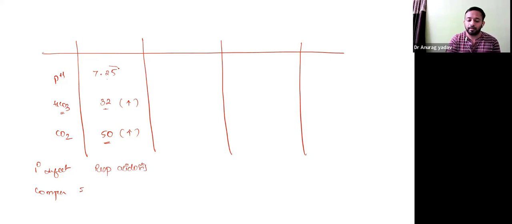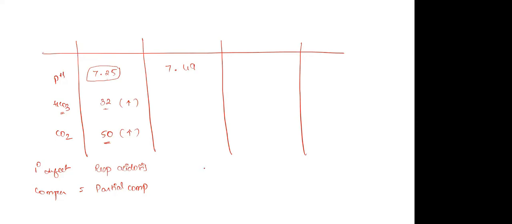The pH is still out of the normal range, so it's a partial compensation, respiratory acidosis. Now, second scenario: say the pH is about 7.49. Now, what is this? Acidosis or alkalosis? Alkalosis. Yes, it's a case of alkalosis.